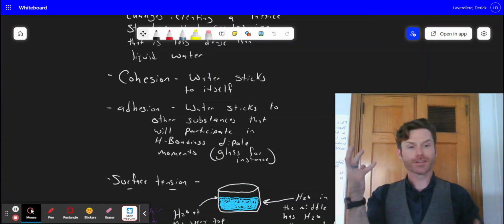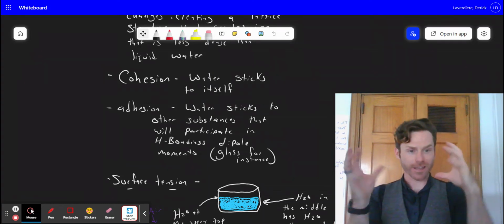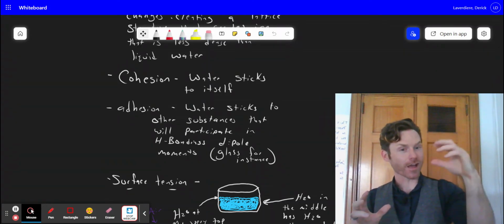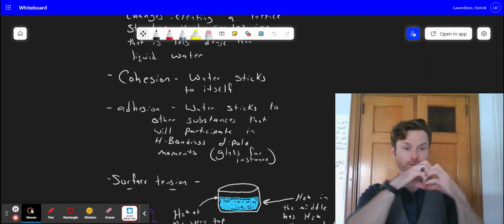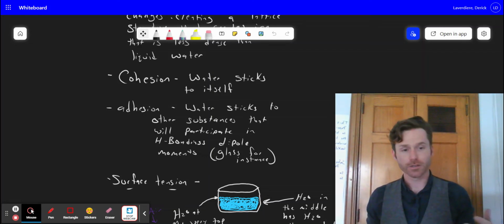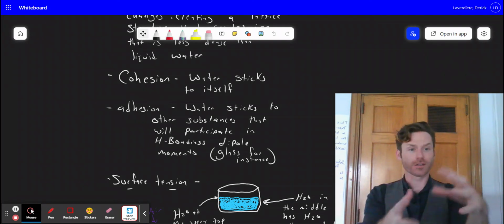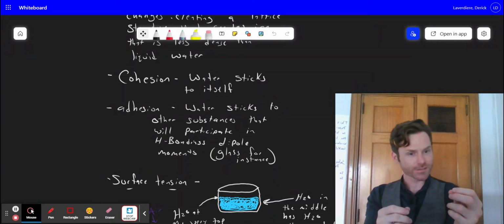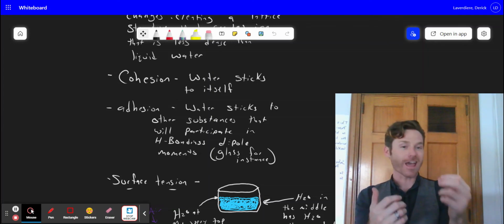And this is water sticking to other things that will engage in that dipole moment. So other substances that have these dipole moments will stick to water as well. A good example is glass. Right? So if you think of some water condensing on the side of your glass, it will stick there, right? It doesn't just fly off, it sticks. Okay? That's adhesion.